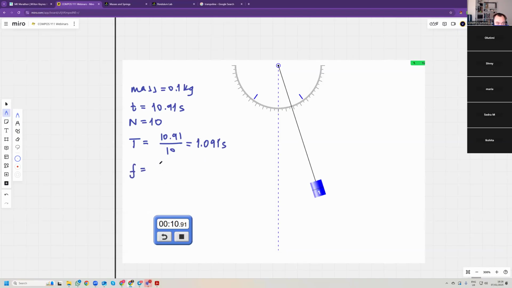The frequency is 1 divided by T, which is 1 divided by 1.091, which is 0.9165 hertz. That's the frequency. And angular frequency is 2 pi multiplied by frequency. So just multiply this by 2 pi, and that gives me 5.759 radians per second. So that's how I take measurements from an oscillating system.